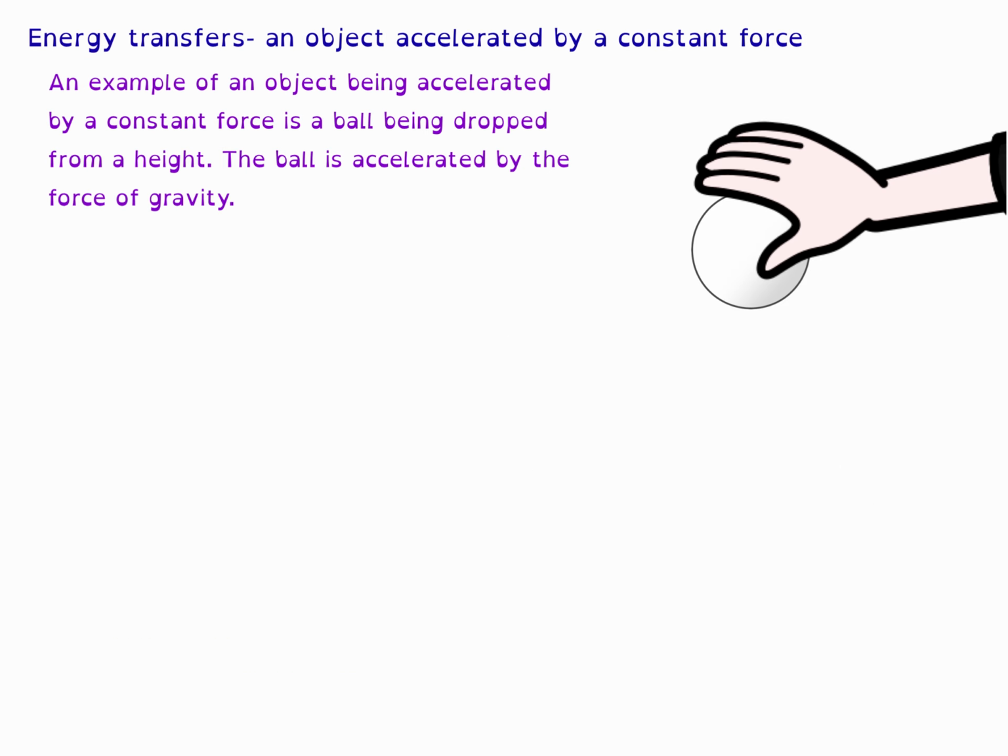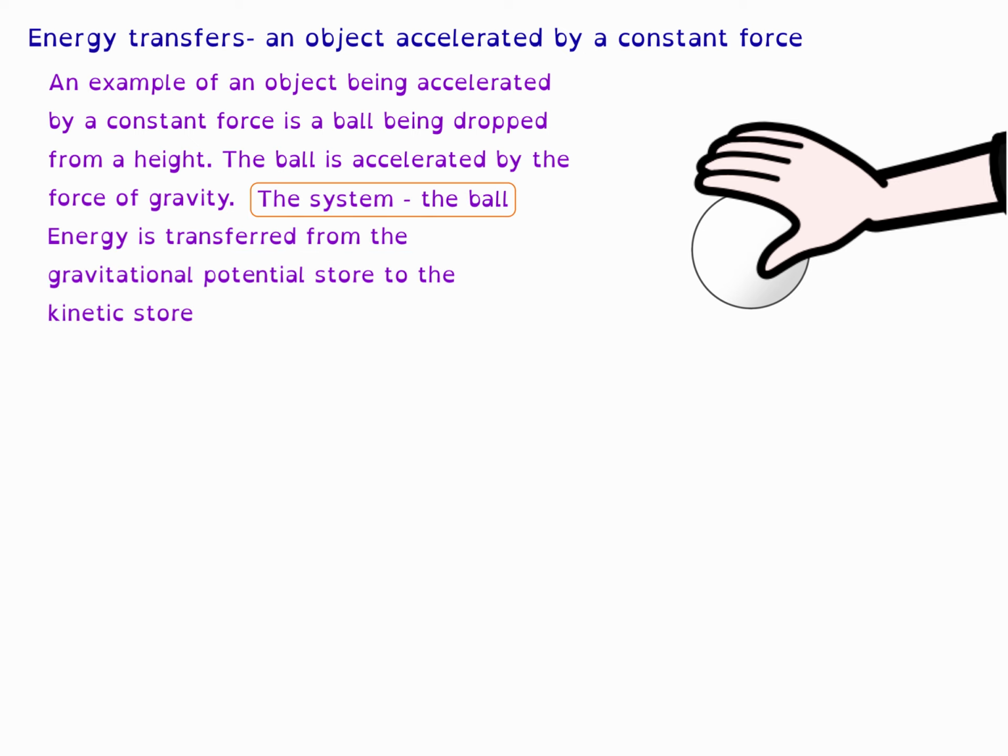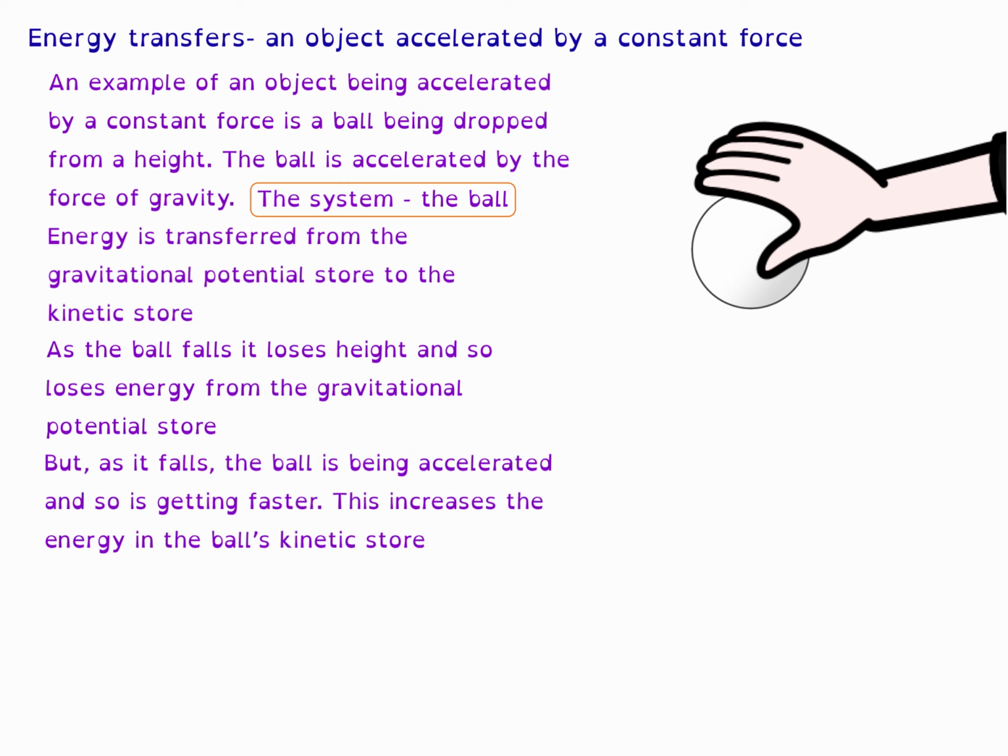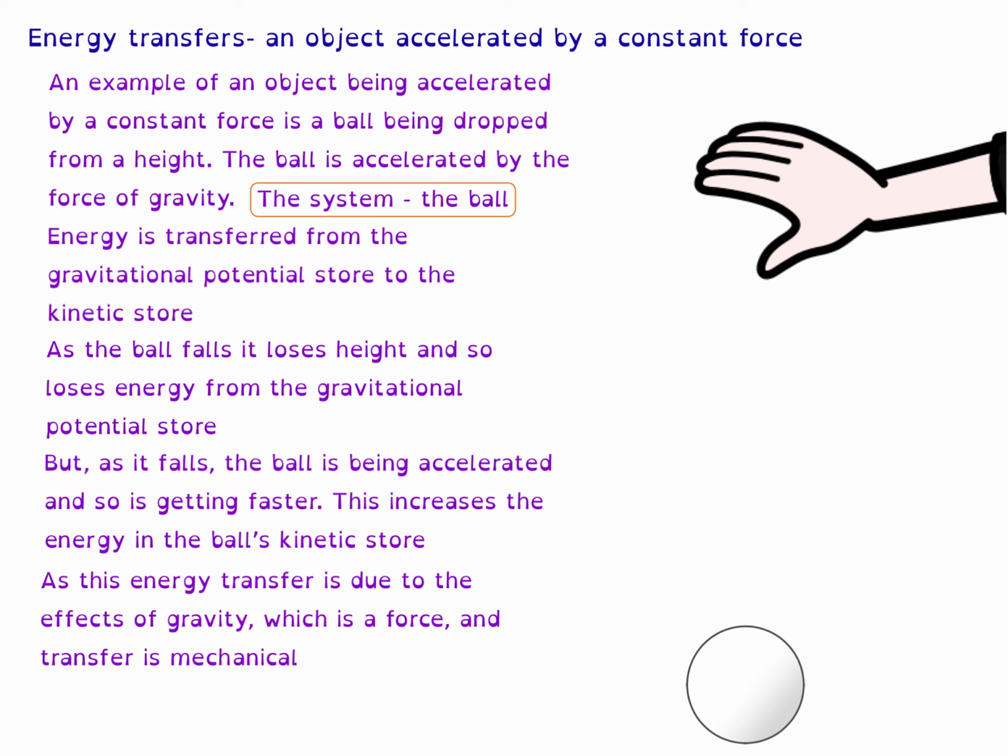An example of an object being accelerated by a constant force is a ball being dropped from a height. The ball is accelerated by the force of gravity, and in this case the system is the ball. Energy is transferred from the gravitational potential store into the kinetic store. As the ball falls, it loses height and so loses energy from the gravitational potential store. But as it falls, the ball is being accelerated and so is getting faster. This increases the energy in the ball's kinetic store. As this energy transfer is due to the effects of gravity, which is a force, the transfer is mechanical.